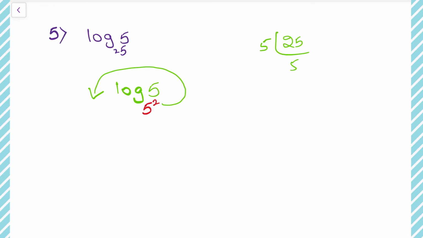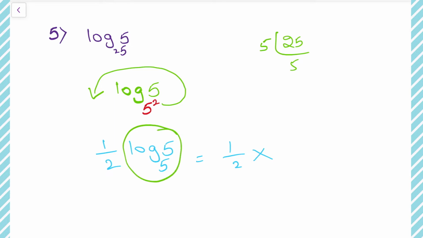So if it goes to the front side, it will become reciprocal. Here number 2 is there. So the reciprocal of 2 is 1 by 2. So we are taking it to the front, so it becomes 1 by 2. Remaining everything as it is. That is log 5 base 5 is equals to 1 by 2 into log 5 base 5, whose value is 1. So 1 by 2 into 1 is nothing but 1 by 2. So the value of log 5 base 25 is 1 by 2.